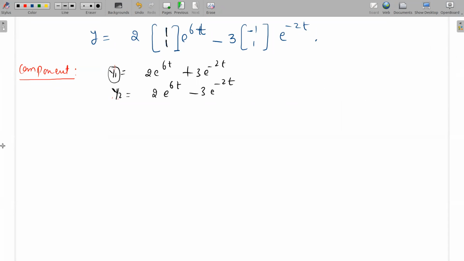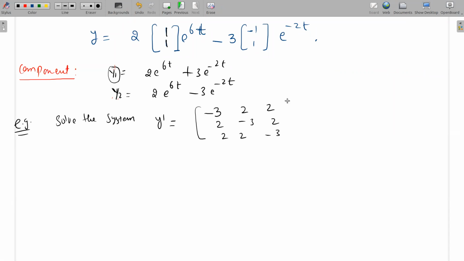So that was a 2 by 2 example. Now I'm taking one more example. That is also important, that you may have the same eigenvalue, but you also get linearly independent eigenvectors. So follow the system. This is 3 by 3. The matrix is (-3, 2, 2; 2, -3, 2; 2, 2, -3). Okay.